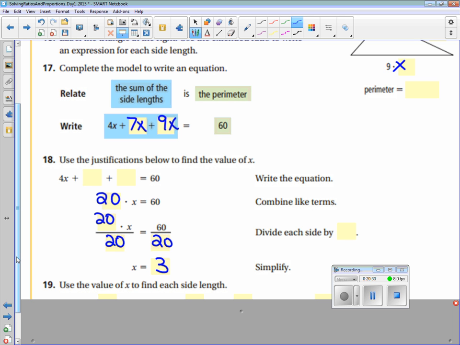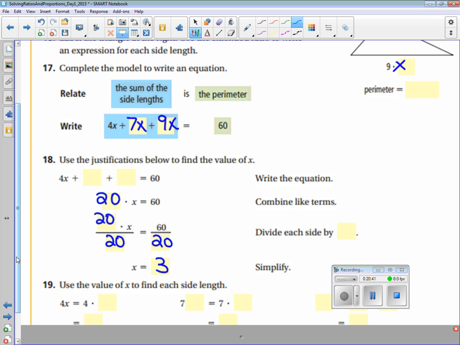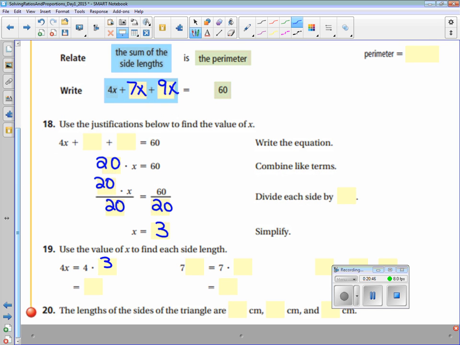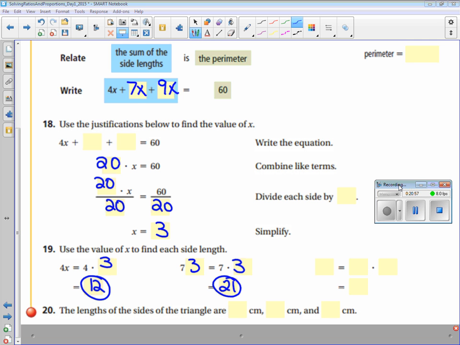Okay? So it says to find each of the side lengths. That's what the question tells me. So how do I find each of them? Well, 4 times 3 is 12. So one of the lengths is 12. 7 times 3 is 21. And then what's the last one? It was 9, wasn't it? So 9 times 3 is 27. If I took the ratio 12 is to 21 is to 27, wouldn't it reduce to the ratio I had? Just divide them all by 3.